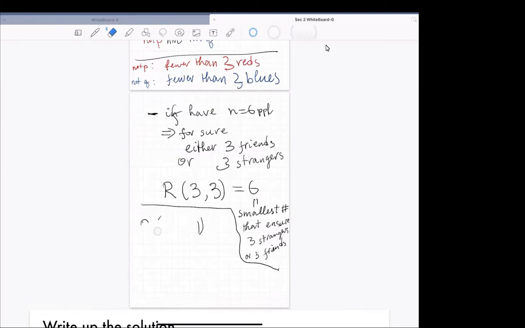How about, let me ask you, what does this number stand for? How about R55? What have I just asked? In a way, I'm rephrasing what you've asked, right? Generalizing in some ways. So can somebody say in words? The smallest number that ensures 5 strangers or 5 friends. Exactly. Now, can I ask you the next question? What do you think this number is?